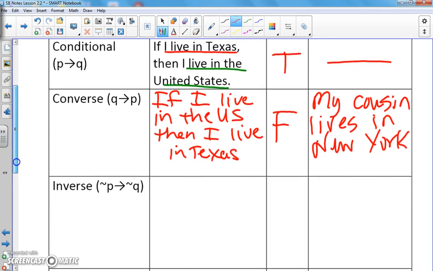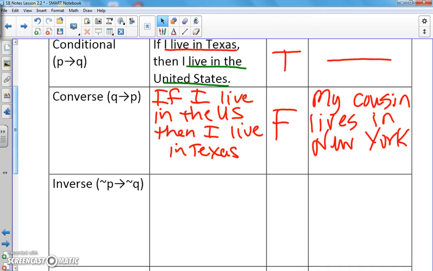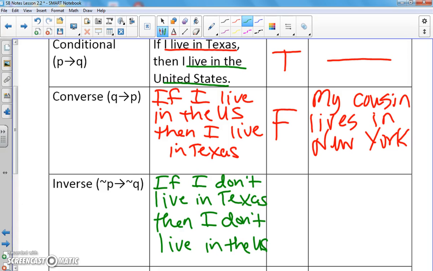So let's go look at the inverse. Inverse keeps the same order, but negates. So instead of if I live in Texas, it will be if I do not live in Texas, then I do not live in the United States. This is very similar to the converse in that it is not true always. So we're going to call this one false as well. And for a while, my brother used to live in North Carolina. So my counterexample is going to be that my brother lives in North Carolina.